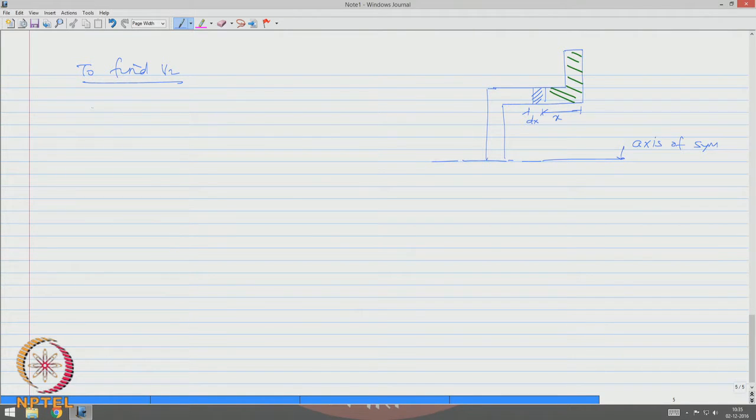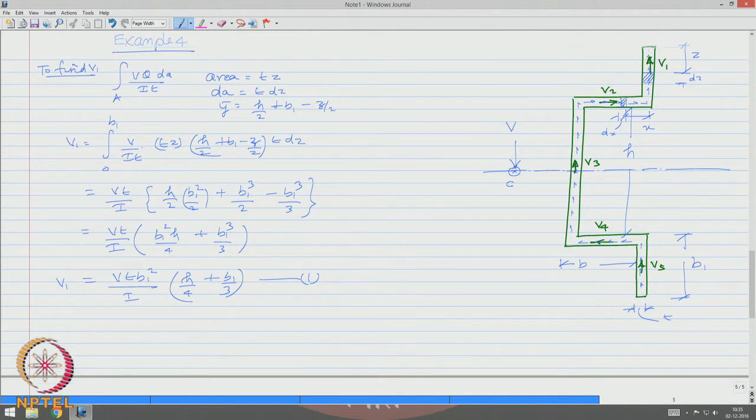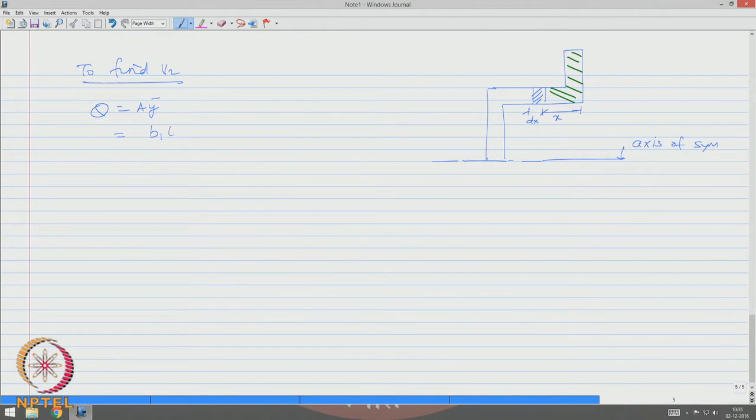So, q is actually a y bar. Let us say B 1 into t is the vertical strip. This distance we know it is h by 2, and this of course we know it is B 1.